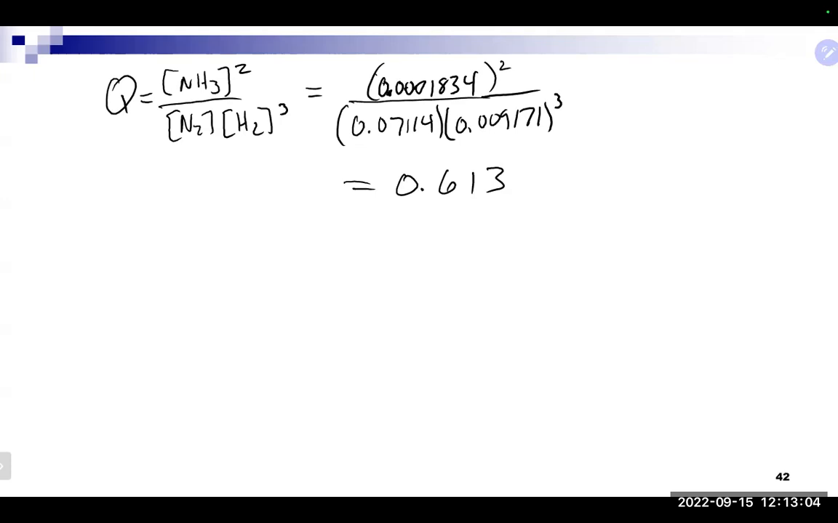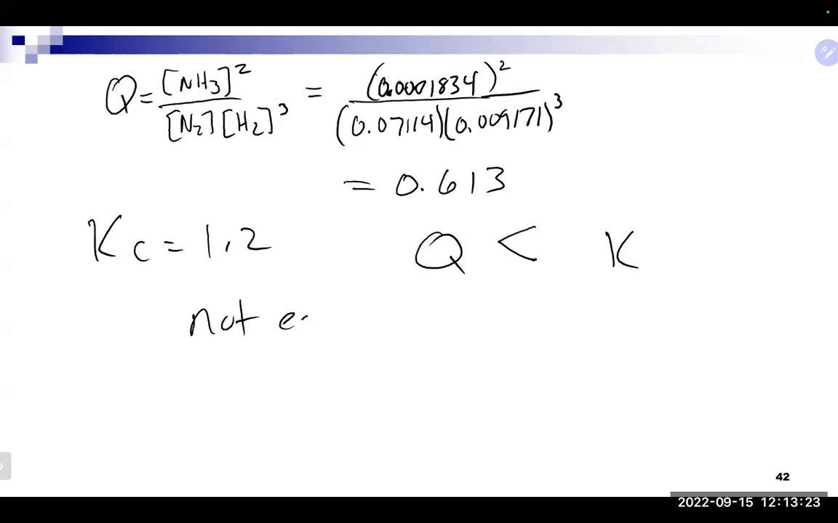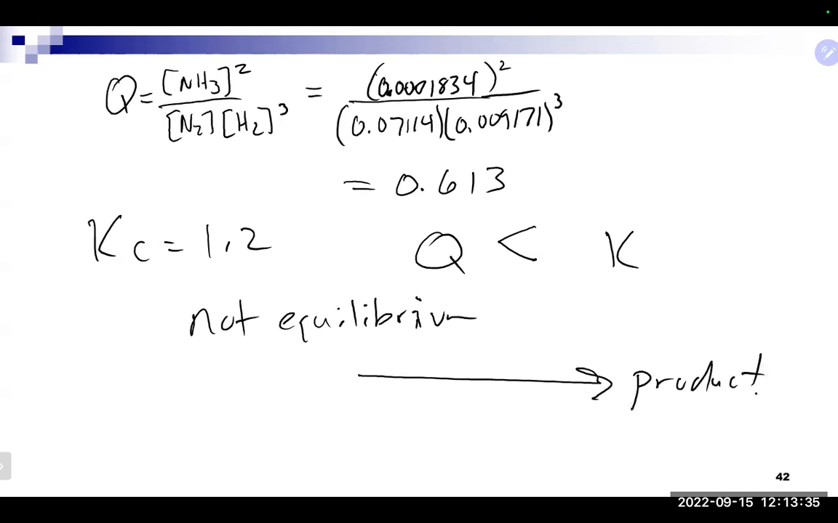At this point, we want to compare it to the K value that was given to us, which was 1.2. So the KC given to us was 1.2. In this case, is my Q greater than, less than, or equal to K? It is less than my K. That tells me, first off, I am not at equilibrium. And which way do I need to go to reach equilibrium here? I need to go opposite of where that's pointing, so I need to go towards the product side to reach equilibrium. Any questions on that calculation there?